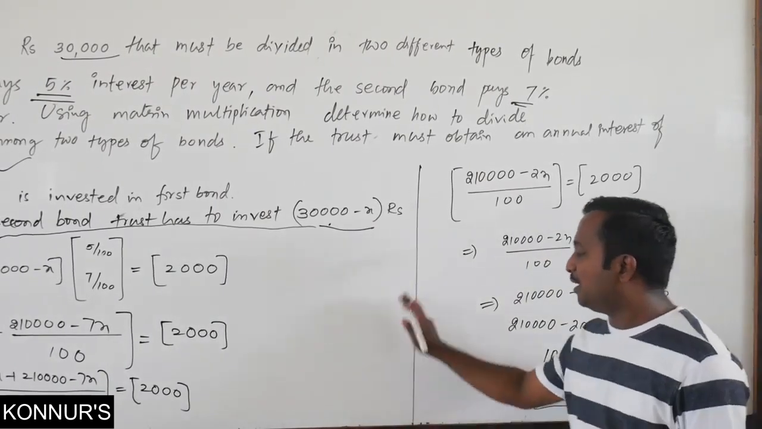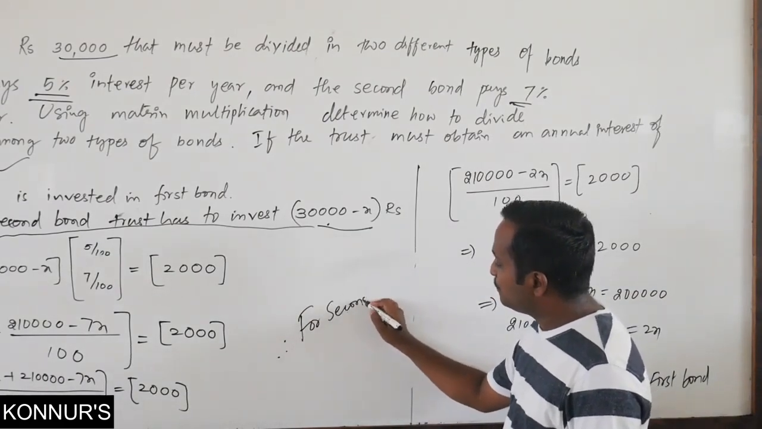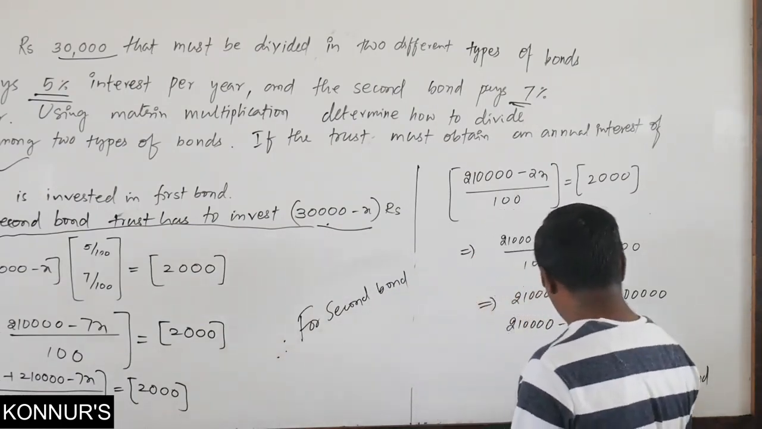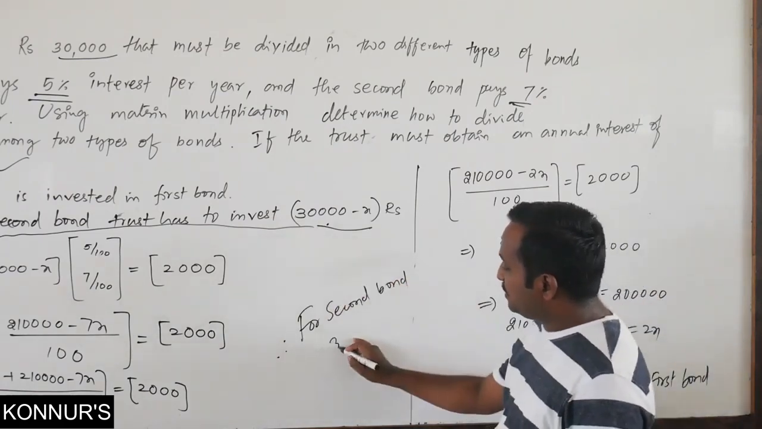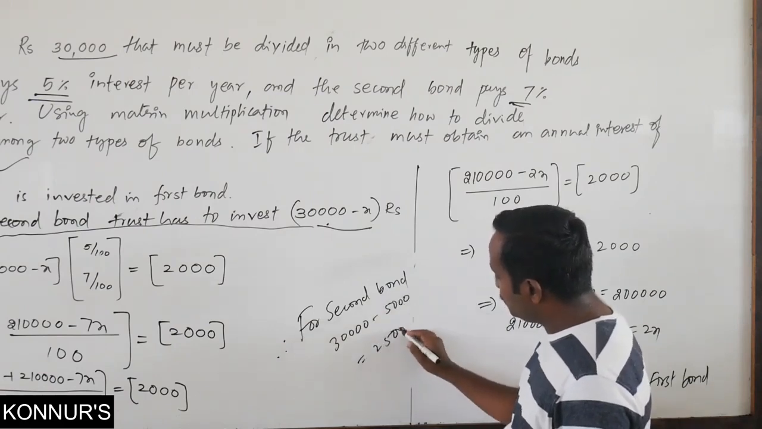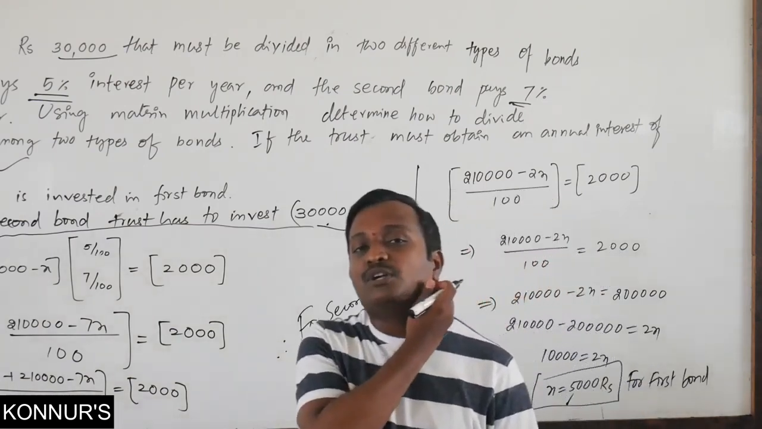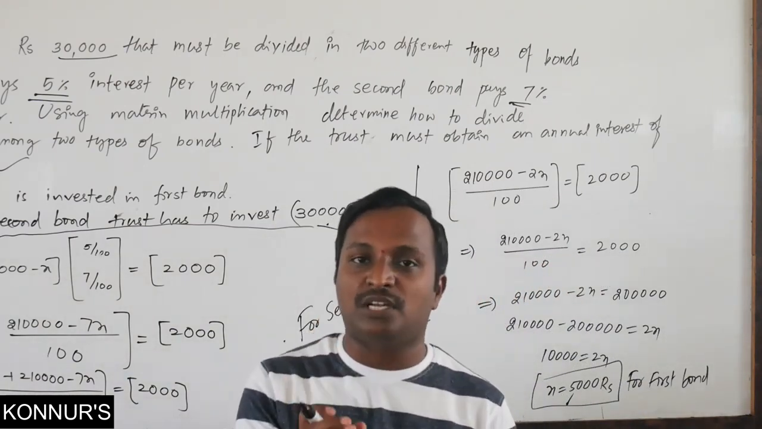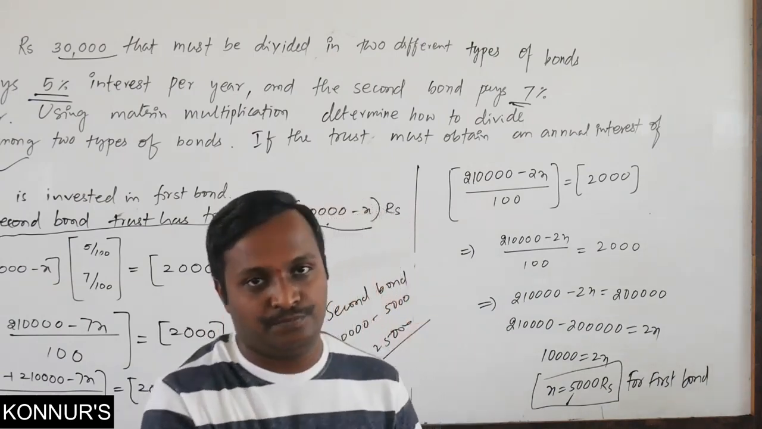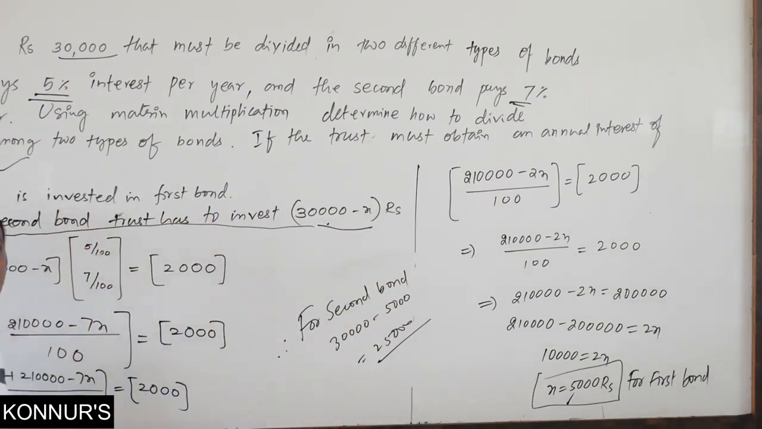Therefore, for the second bond, I will write it here. For the second bond, 5,000 less: 30,000 minus 5,000 becomes 25,000. That is the condition. If I keep 25,000 for the second bond and 5,000 for the first bond, at the end of the year, I will get 2,000 interest according to the condition. That's why I have taken x rupees and 30,000 minus x.